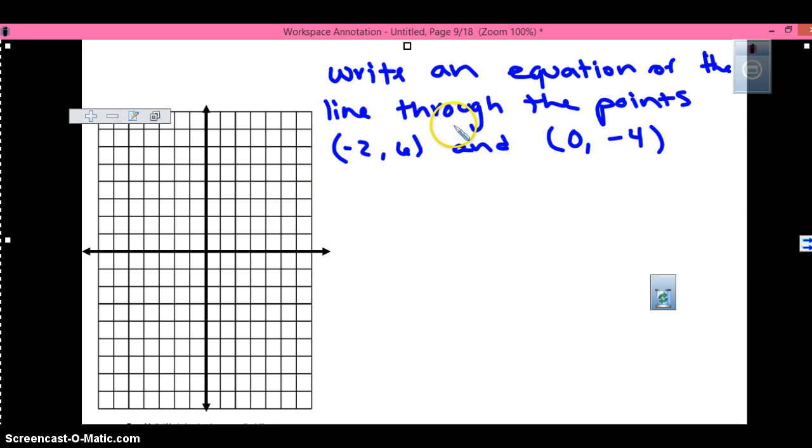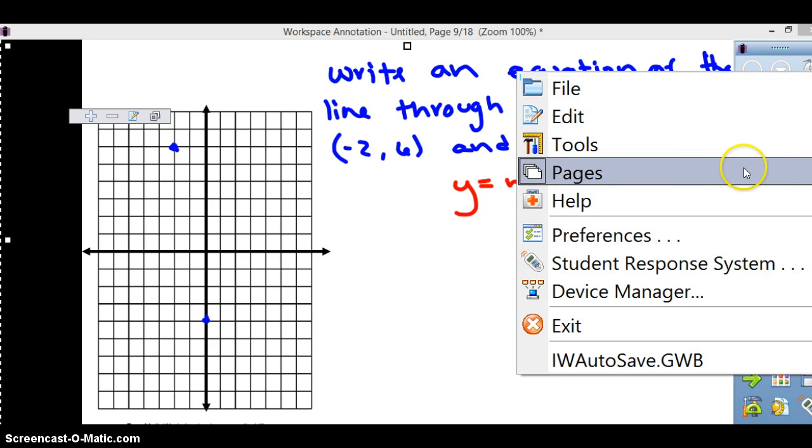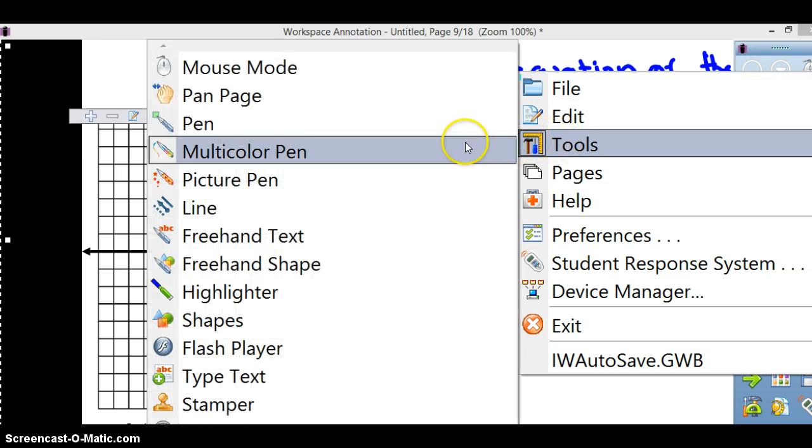We have to write an equation of the line through the points (0, -4) and (-2, 6). What equation do we have to remember? Y equals mx plus b. Slope-intercept form, where m is the slope and b is the y-intercept.